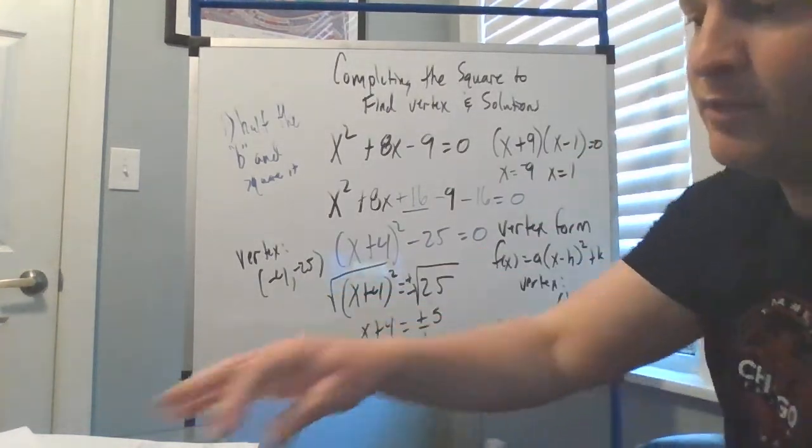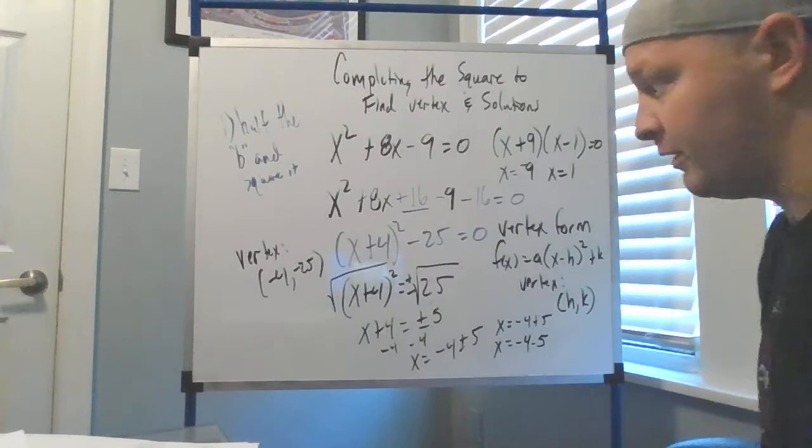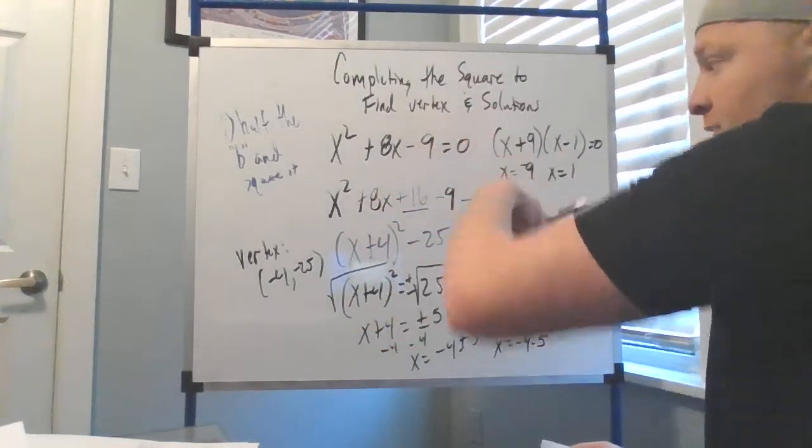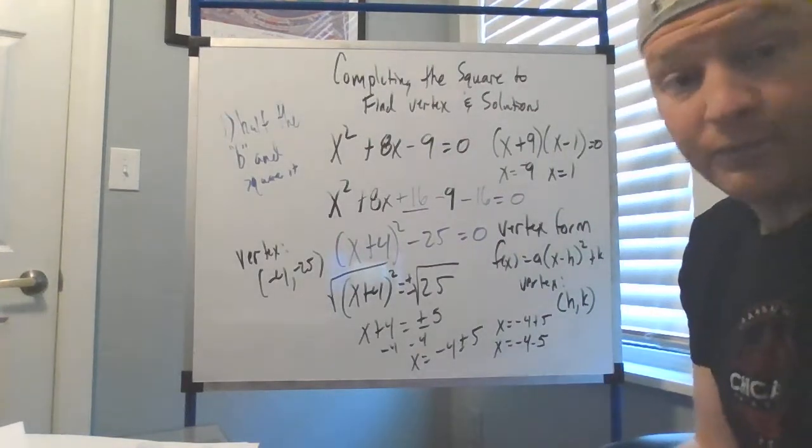Now, why is that important? Because later this week we'll be graphing all this stuff. Right now we're just solving by finding the vertex and solutions, because when you have 3 points on a quadratic, you can graph it.